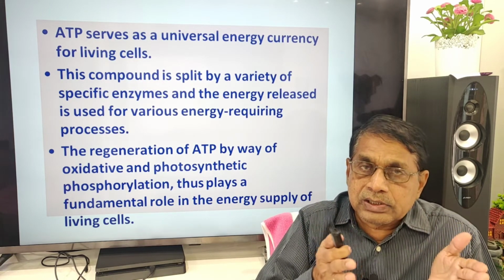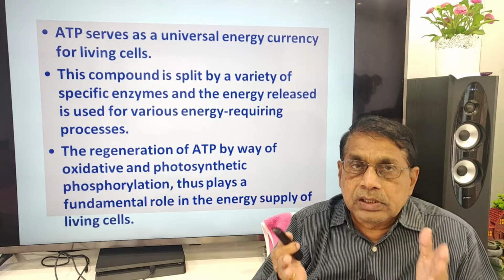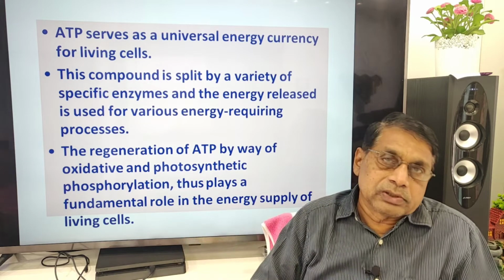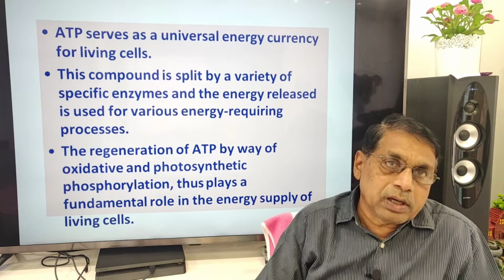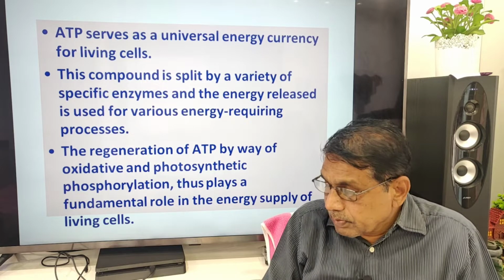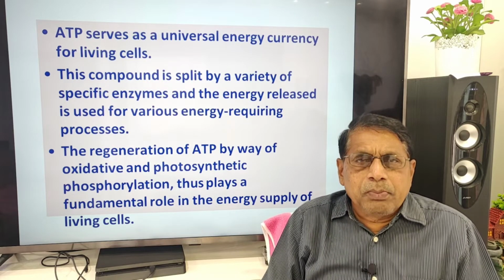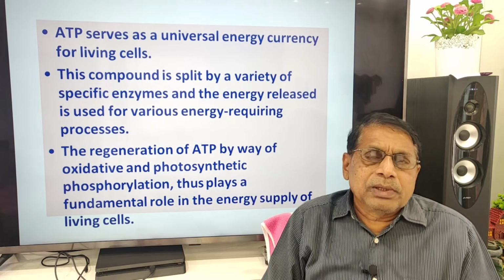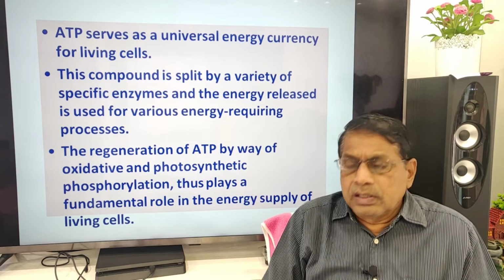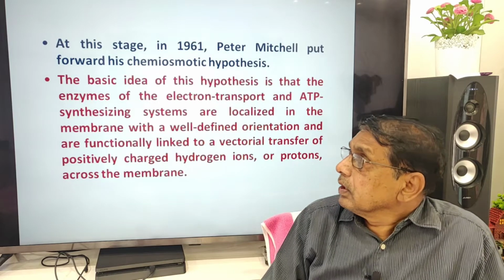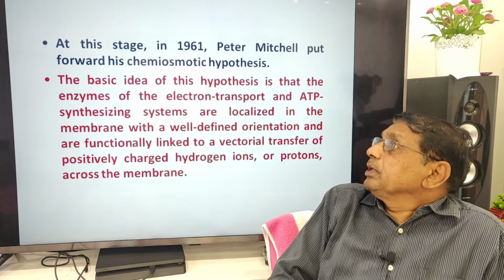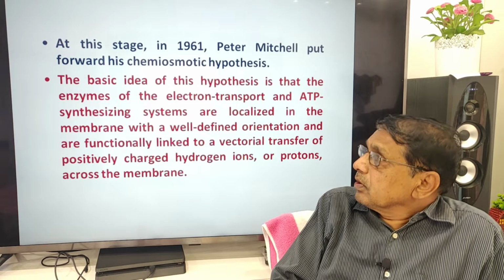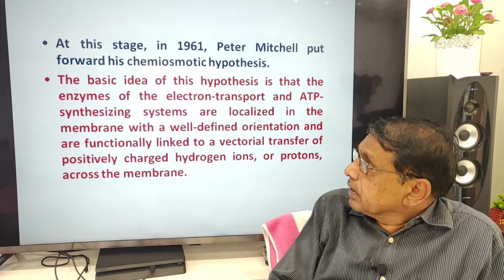In green plants, they synthesize ATP by photophosphorylation as well as oxidative phosphorylation, and sometimes even by substrate level phosphorylation, because ATP is very important, the energy currency required for every chemical reaction. Peter Mitchell proposed it in 1961 and got the Nobel Award in 1978.